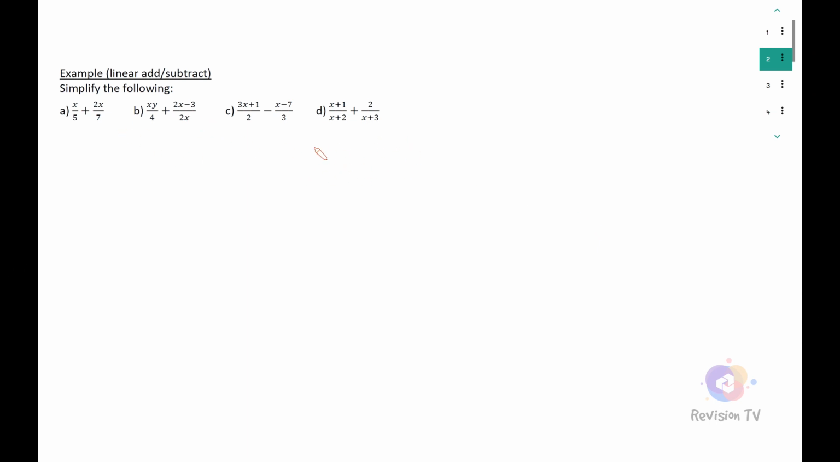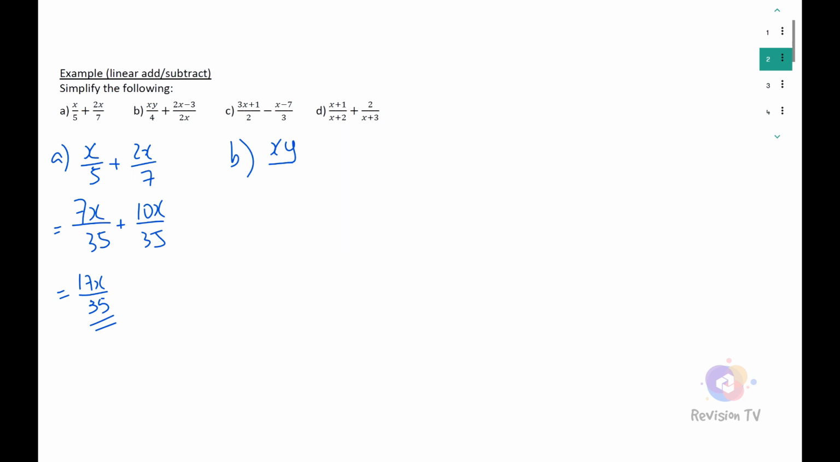To add fractions, we simply need a common denominator, like a common thing that you both like or dislike. So question A, to add these two fractions, the common denominator will be 35, right? Because 5 and 7 go into 35. So you multiply the first fraction by 7, becomes 7x. Multiply the second fraction by 5, 10x. Add them up together, 17x over 35. Nothing we can simplify because 17 doesn't go into 35. Job done.